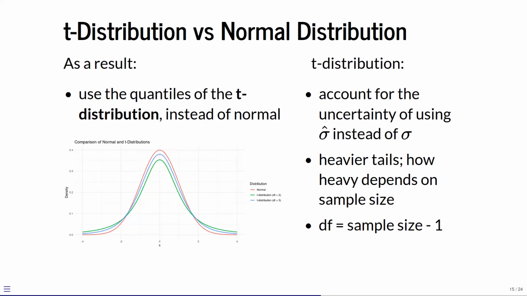As the sample size increases, the t-distribution approaches the normal distribution. And this makes sense because the larger the sample size, the more confident we are about how the population really looks like. The increase in sample size is reflected in the degrees of freedom parameter of the t-distribution, which is the sample size minus 1.